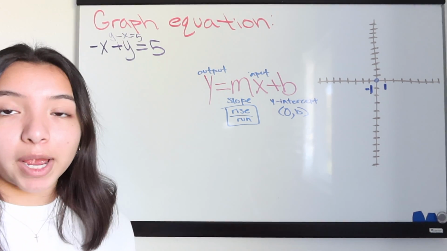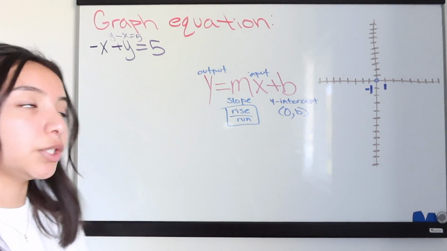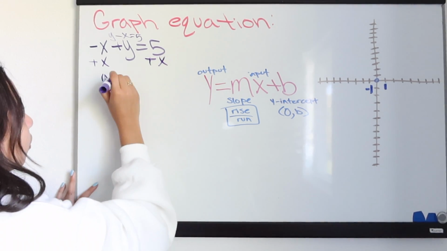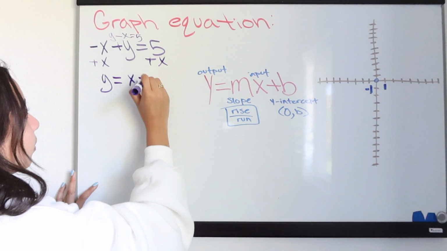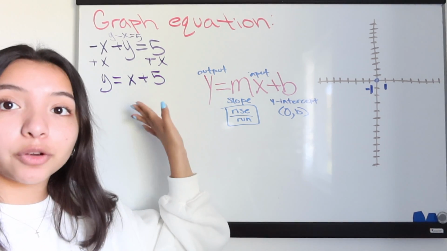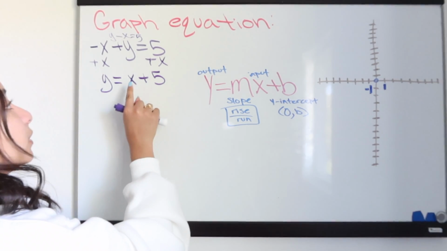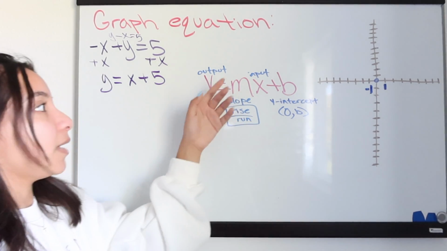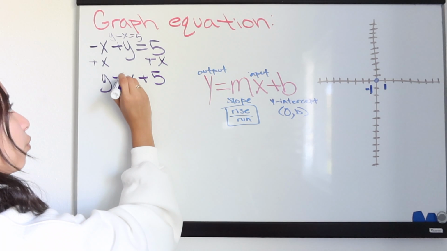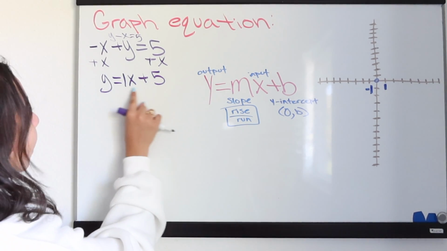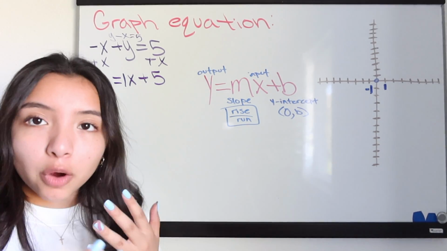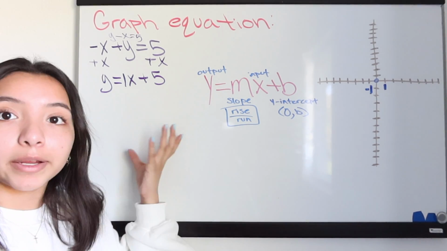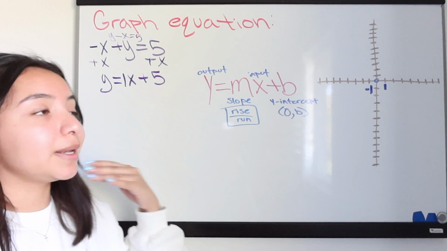X is being subtracted from y, so we have to do the opposite, which is addition. So we have to add x on both sides. Y equals x plus 5. Alright, so now our equation is in slope-intercept form. Y is equal to mx plus b. You might be wondering, so what is the slope? What is m? Well, m is just 1. We usually don't write that 1 because it's just known that whenever x is by itself, really there's an imaginary 1 there.